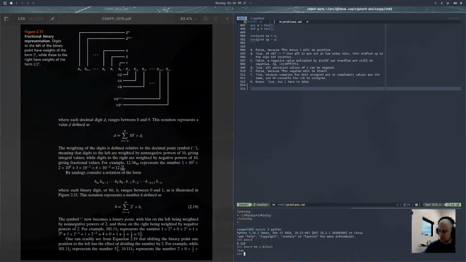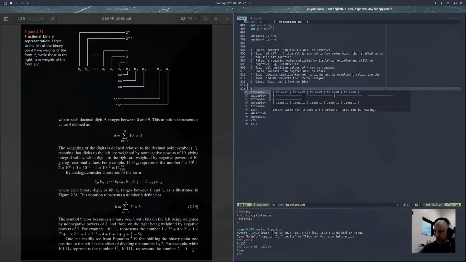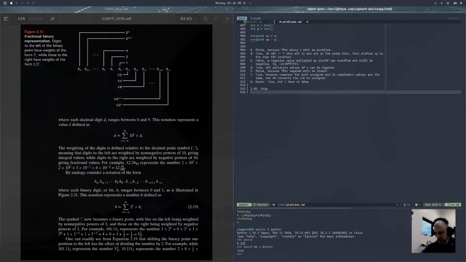Fill in the missing information in the following table. Not going to do that. So this is 2.45. We're going to do a good old skip on that one.